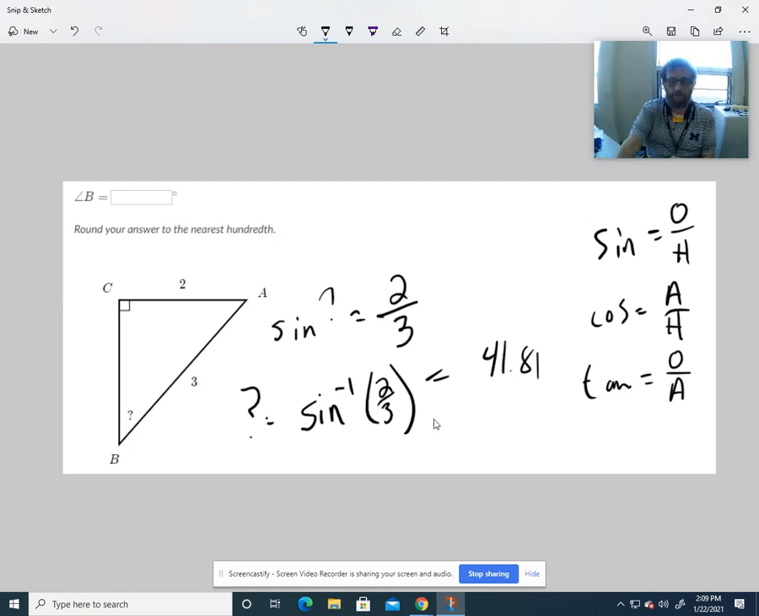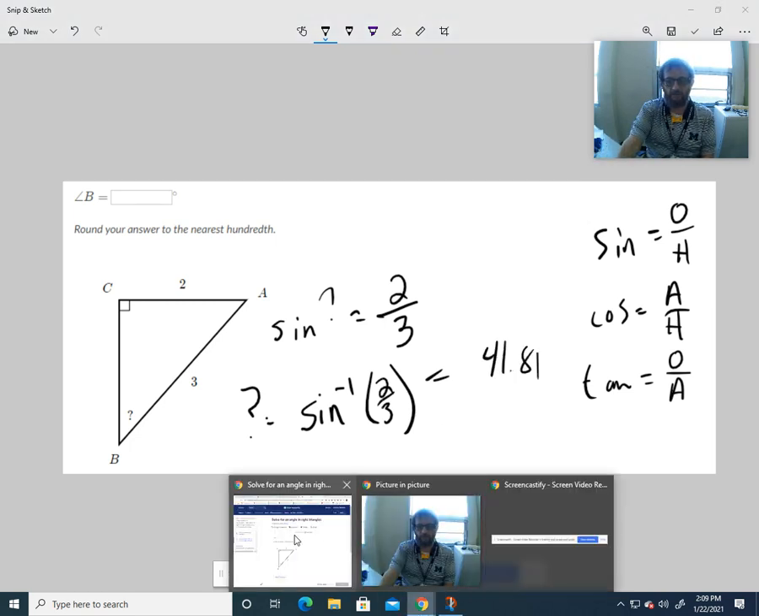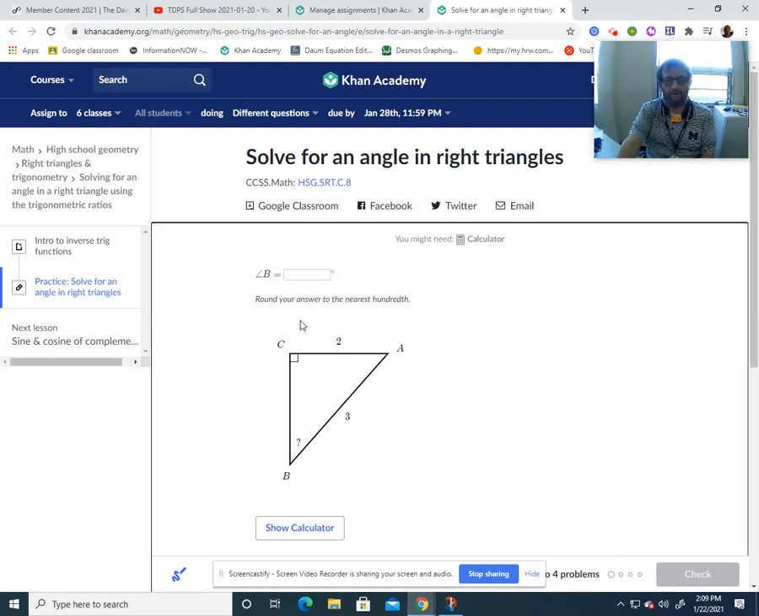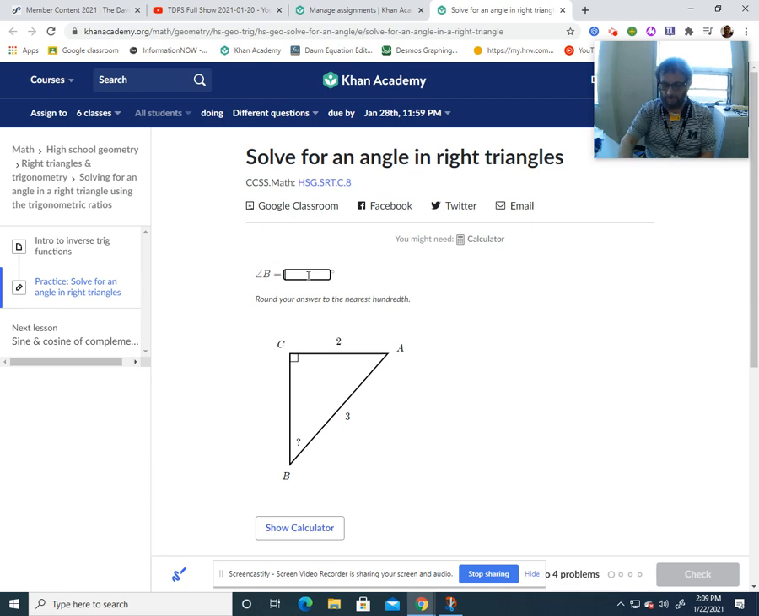and I get this to be approximately 41.81. Now, I don't know what accuracy they want this to. They want it to the nearest hundredth, perfect. So 41.81.